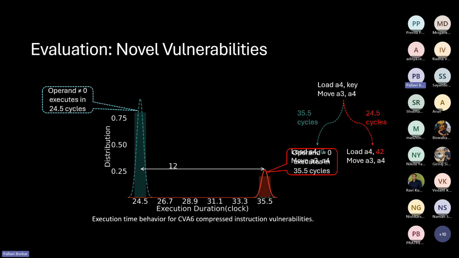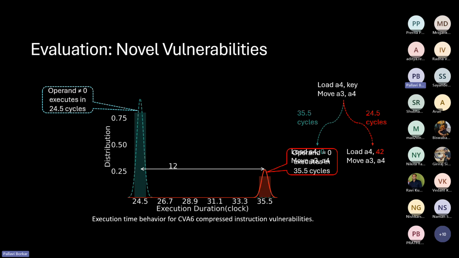We detected 12 novel vulnerabilities in these three processors. Let us take a look at one of these vulnerabilities. The CVA6 processor suffers from a timing vulnerability, where any compressed instruction given to it shows a difference in the execution time depending upon the operand. If the operand is equal to 0 in the compressed instruction, it takes 35 clock cycles, whereas if it is not equal to 0, it takes 24 clock cycles to execute.